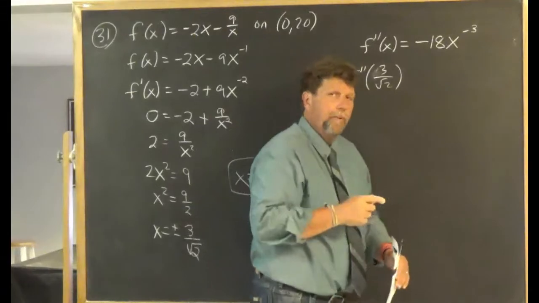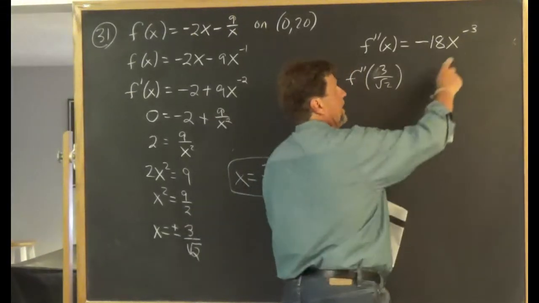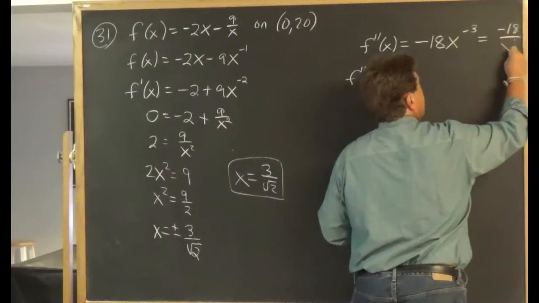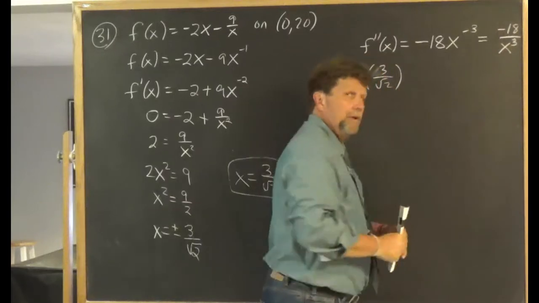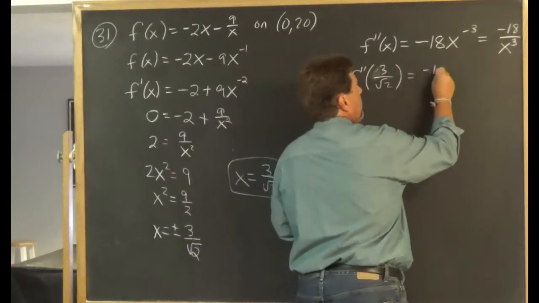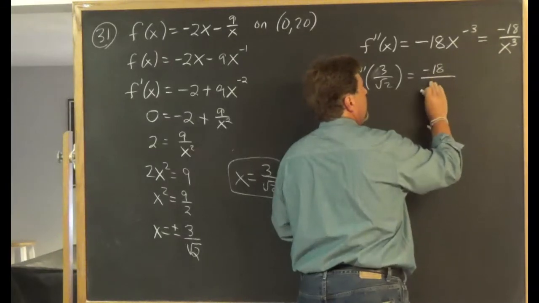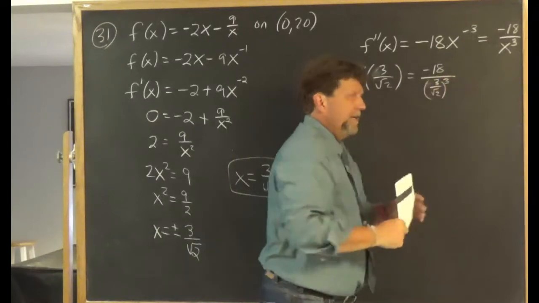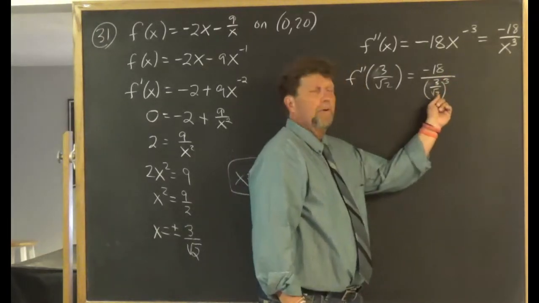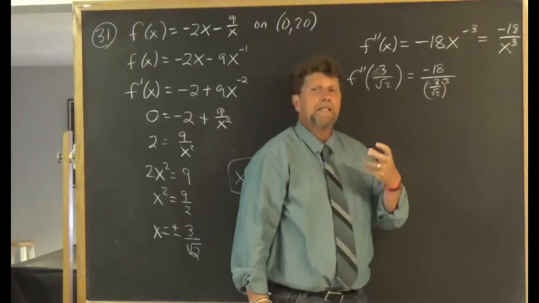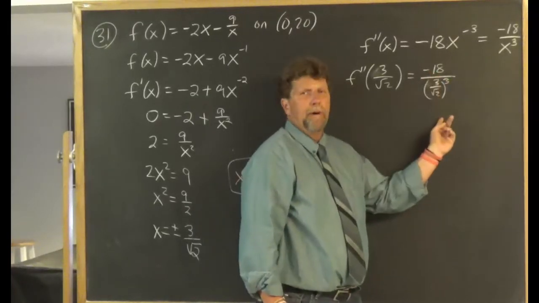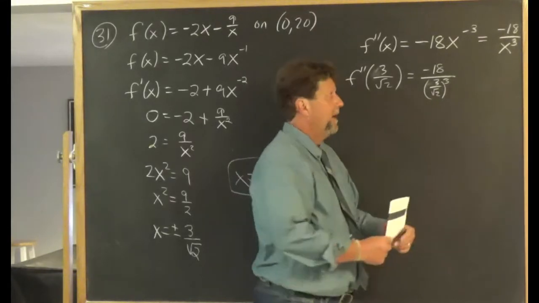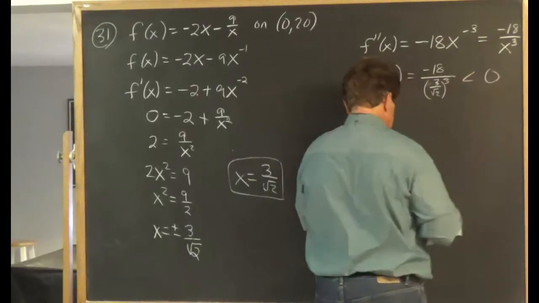And, you know, I'm going to clean up the second derivative a little bit. I have enough room here to simplify it. Keep in mind that would simplify to negative 18 over x cubed. So I have negative 18 over 3 over the square root 2 quantity cubed. I don't need a calculator for this at all. I know 3 over square root 2 cubed is a positive number. Negative 18 divided by a positive number. Well, negative divided by a positive is negative.